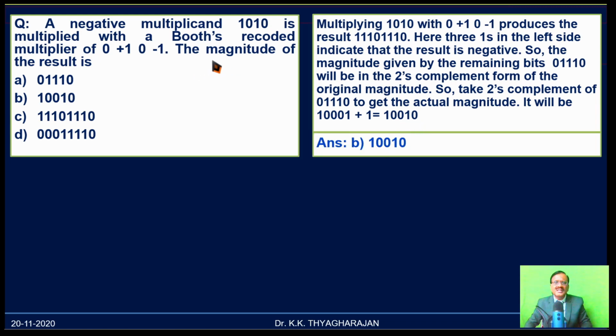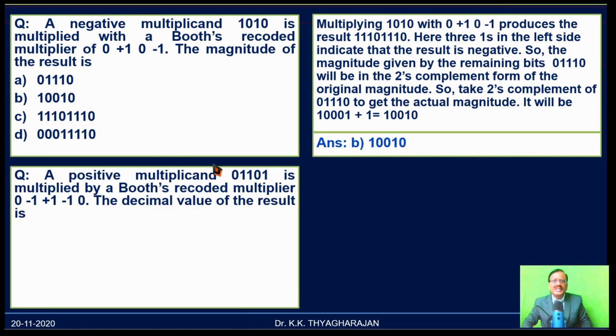They didn't ask for the complete result. They are asking only the magnitude of the result. If they asked about the result, you could give all these things. C may be correct, but they are asking only the magnitude. So the correct answer is B, 1 0 0 1 0. Now let us see the next question.